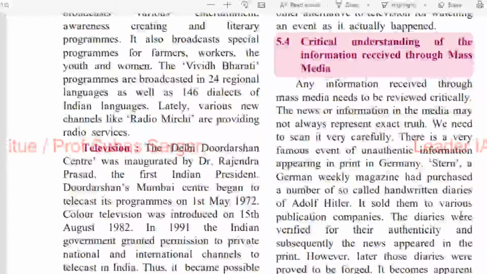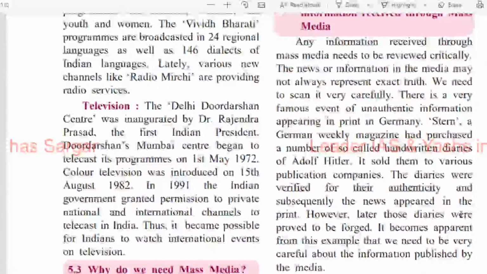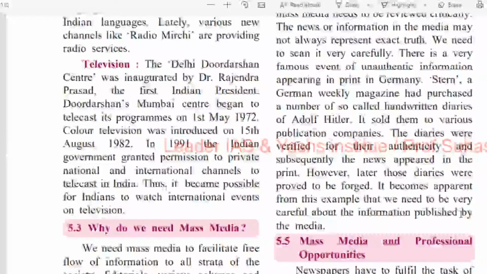There is a very famous event of unauthentic information appearing in print in Germany. Stern, a German weekly magazine, had purchased a number of so-called handwritten diaries of Adolf Hitler. It sold them to various publication companies. The diaries were verified for their authenticity and subsequently the news appeared in print. However, later those diaries were proved to be forged. It becomes apparent from this example that we need to be very careful about the information published by the media.